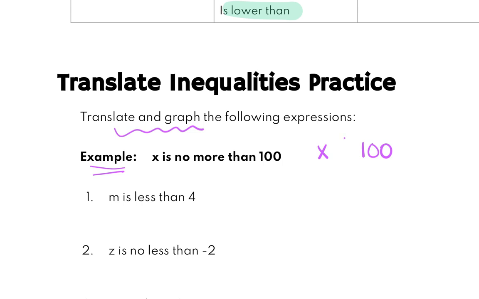So we know that our x, our variable, has to be less than 100, but no more than, does that mean you can bring 100? Yes, it does. So that's how we get x is less than or equal to 100. To graph this, we are going to put 100 in the middle, put a couple numbers on either side. This is going to be a closed circle because 100 can be a solution, and we're going to shade everything to the less than side of 100.